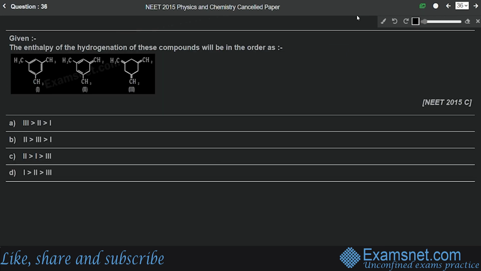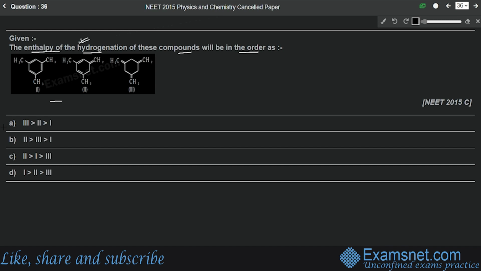Question number 36 is from the chapter Hydrocarbons, and the question is, the enthalpy of the hydrogenation of these compounds will be in the order as. Okay, so the structure of three types of compounds are given and we have to find the correct order of enthalpy of hydrogenation. What is hydrogenation? It is a process in which hydrogen is added to the unsaturated compounds and then it becomes saturated compounds, okay, after the addition of hydrogen, because double bonds are removed.